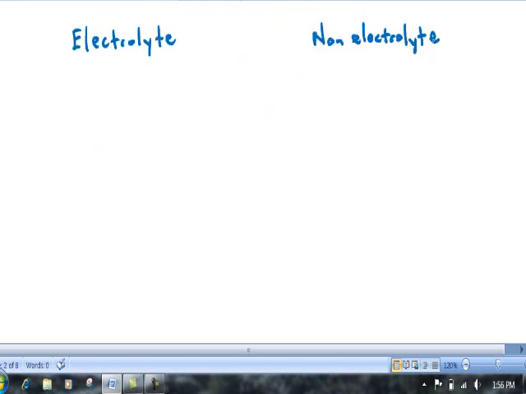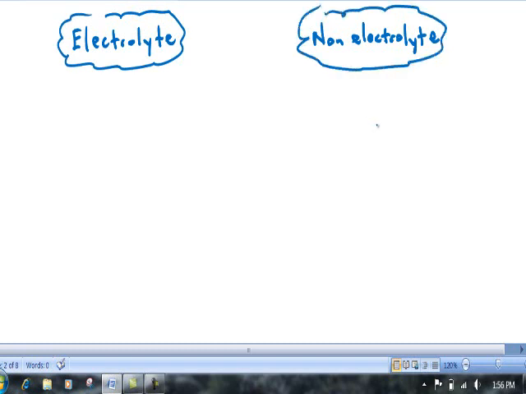Now within the world of solutes, the material that we dissolve into a solvent, there's different types. Some can be identified as what we call electrolytes. Some are identified as non-electrolytes. Essentially, the distinction comes down to electrolytes are primarily ionic materials. Non-electrolytes would be materials that are molecular.